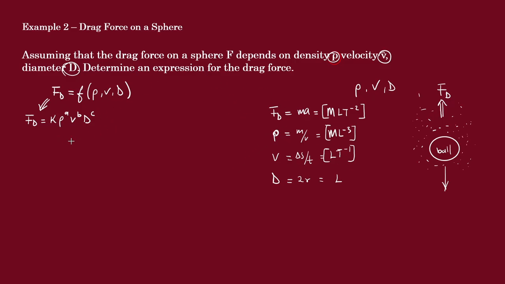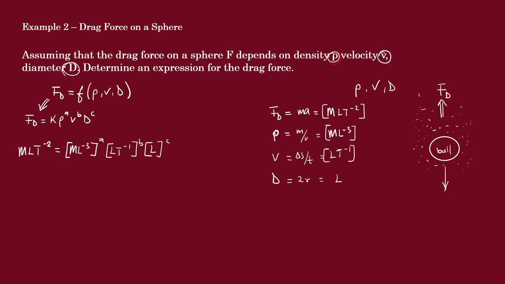So we're going to put these back into our equation, and we're going to drop the constant since the dimension of a constant is 1, of any constant is 1. So F_D is M L T to the negative 2, and that is going to equal density as M per L cubed, M L to the negative 3 raised to power a. Velocity is length per time raised to b, and this is L raised to c.